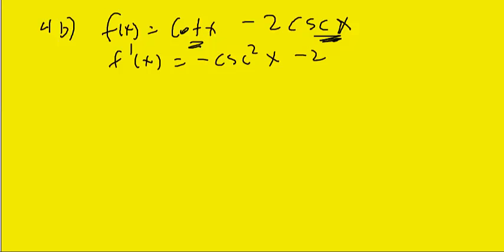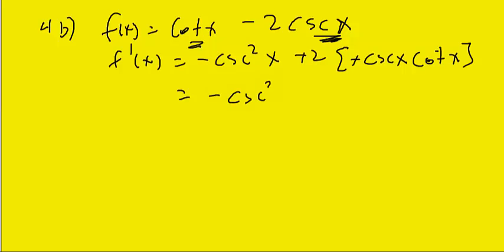What's the derivative of a cosecant? Hey, David, what's the derivative of cosecant? Very good. Alright, 2 negatives become positive. So this simplifies to negative cosecant squared x plus 2 cosecant x times cotangent x.